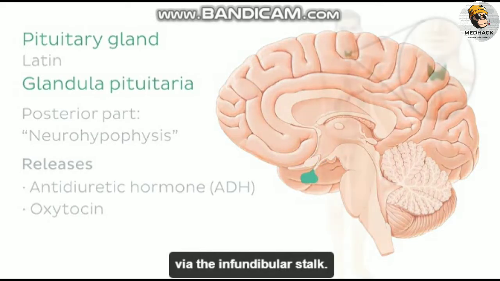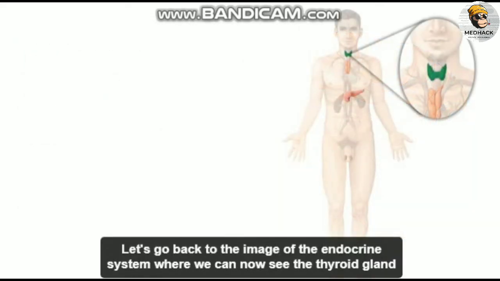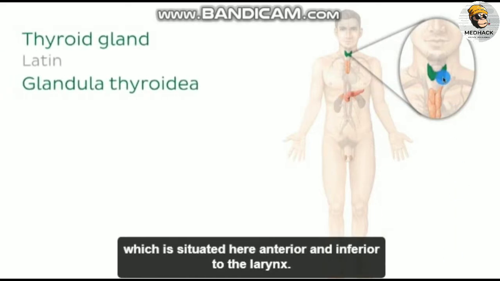stalk. Let's go back to the image of the endocrine system, where we can now see the thyroid gland, which is situated here, anterior and inferior to the larynx.